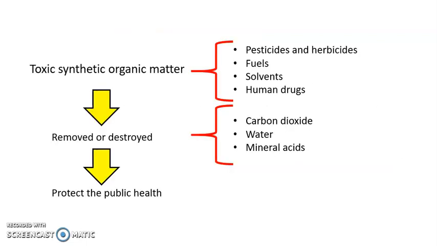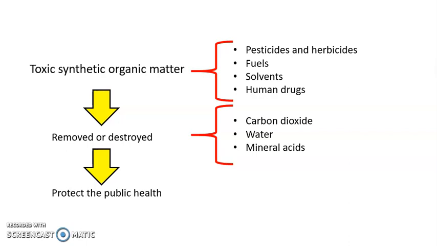So the question is, when do we need to conduct the advanced oxidation process? Sometimes the water supplies contain some chemicals that could be very toxic. So advanced oxidation process could be applied for destruction of toxic synthetic organic material, SOM. We call them SOM. So these materials should be removed or destroyed to make the water safe for the public. So that's why we are conducting the advanced oxidation process.